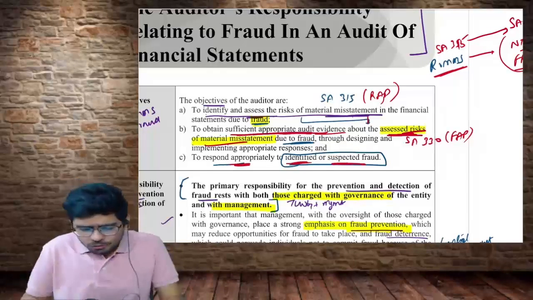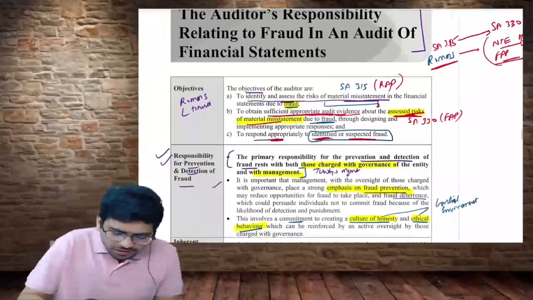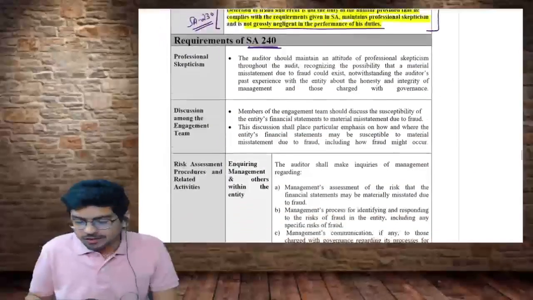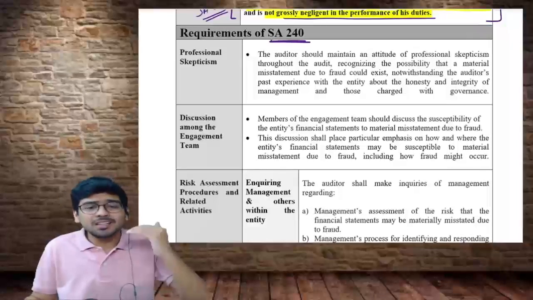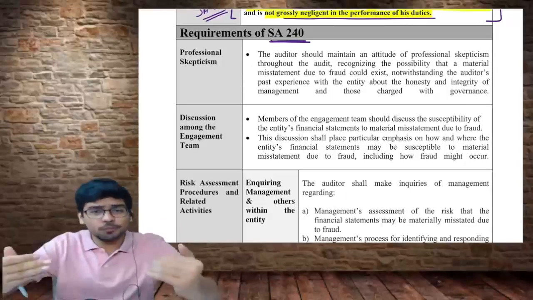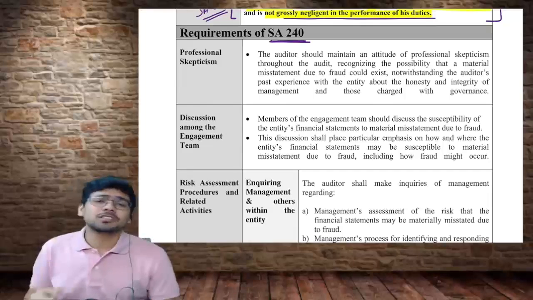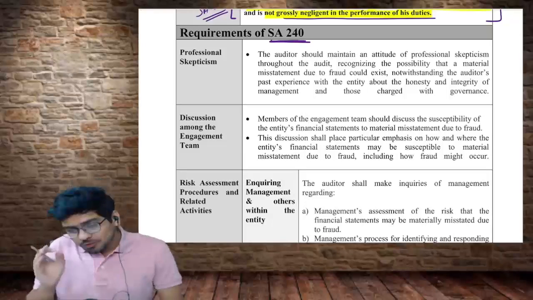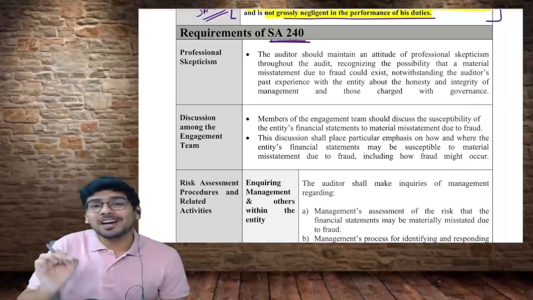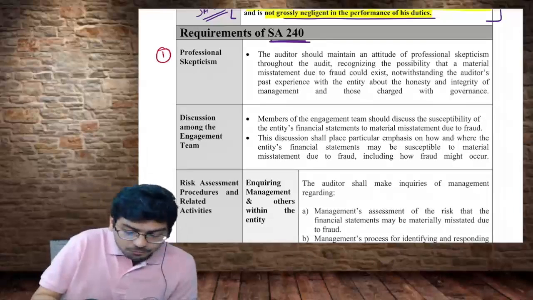Okay, so you don't have to go through the objectives, it is just for your understanding. Now let us come to the requirements part of the standard. Requirements part means that these requirements are legally enforceable. This the auditor needs to comply with. Now the first requirement of 240. This was a requirement of 200 also, that the auditor is going to maintain an attitude of professional skepticism throughout the audit.